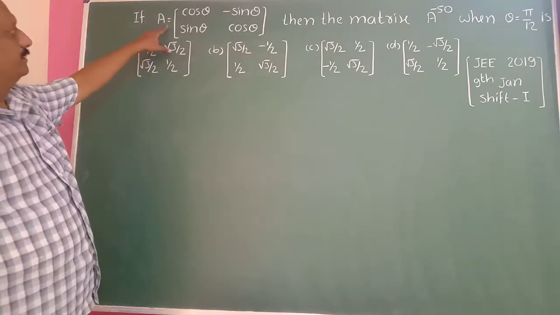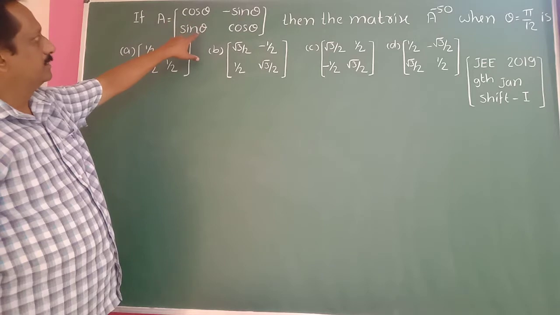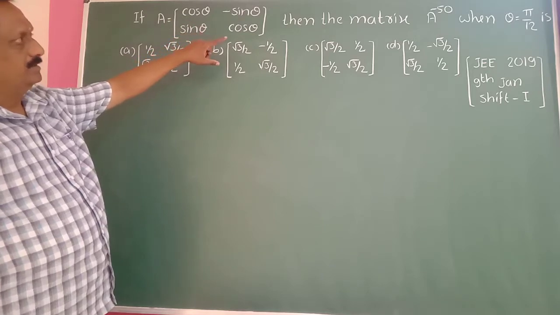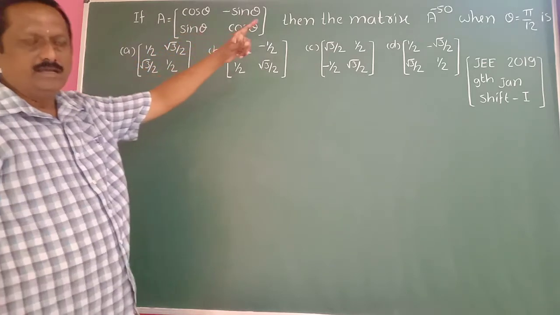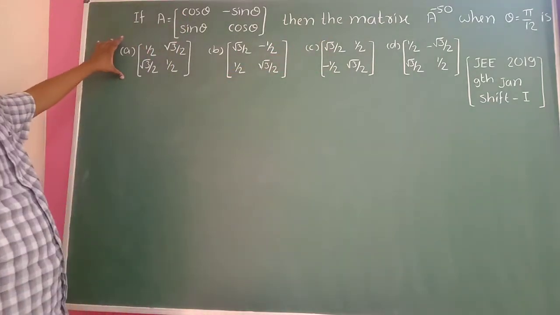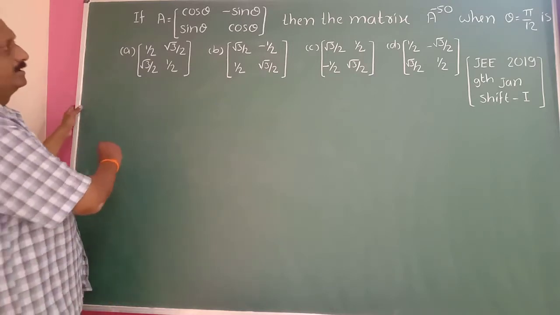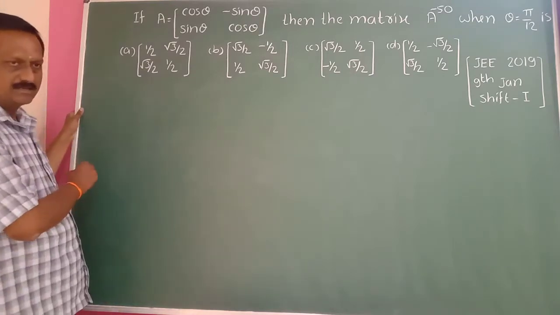If A is equal to [[cos theta, sin theta], [-sin theta, cos theta]], then matrix A raised to minus 50, when theta is equal to pi by 12, is. So 4 options are there. First you find A inverse here.